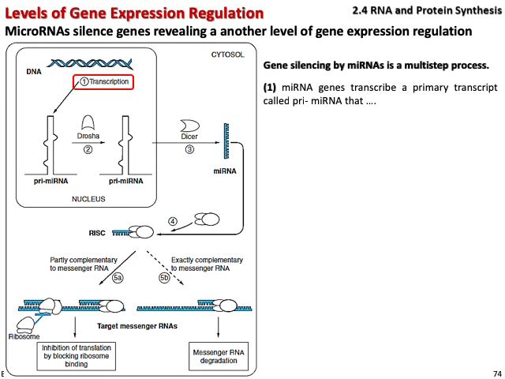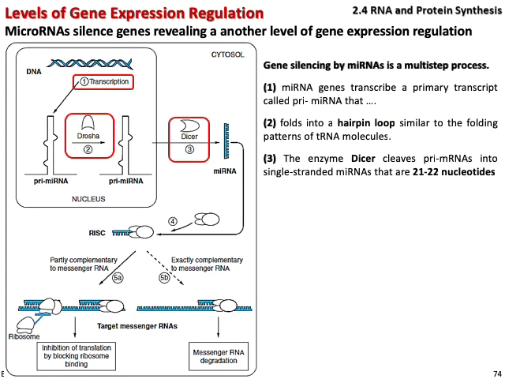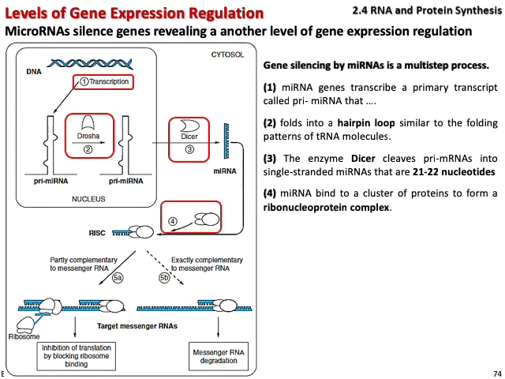So let's try to explain in more details. The microRNA genes transcribe a primary transcript called the pre-microRNA that folds into a hairpin loop, similar to the folding pattern of transfer RNA molecules. The enzyme Dicer cleaves this pre-microRNA into single-stranded microRNA that are around 21 to 22 nucleotides.